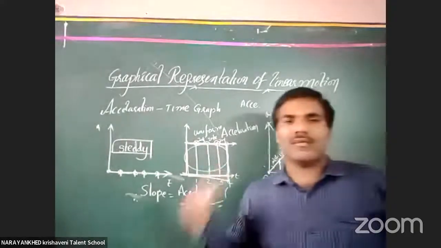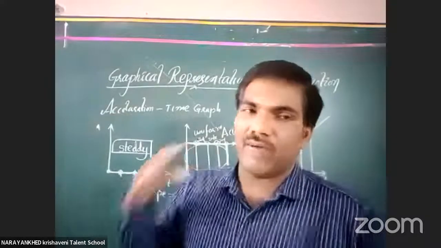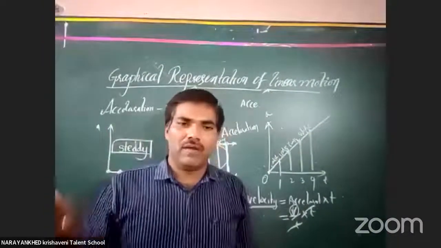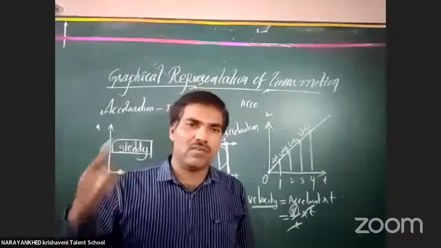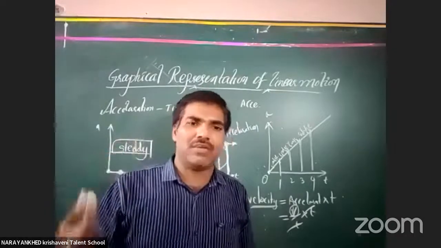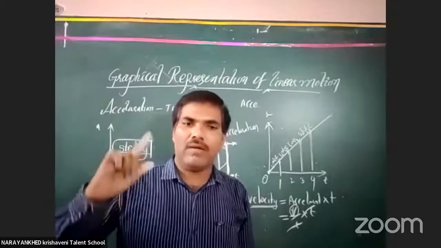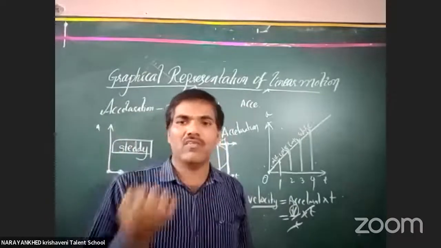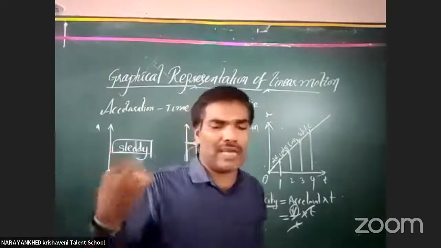These three graphs are very, very important. We already discussed in this particular week what the distance and time graph is, what the velocity and time graph is, and what the acceleration and time graphs are, and what these things represent. Has everything come across or not?